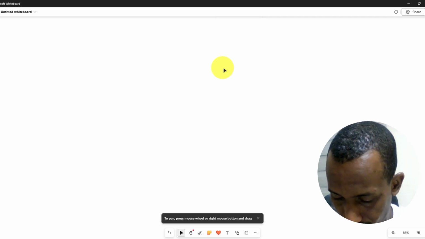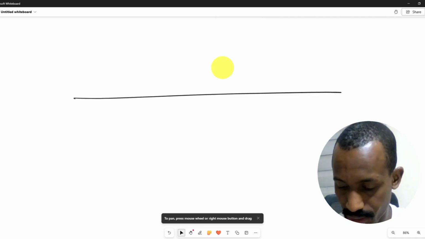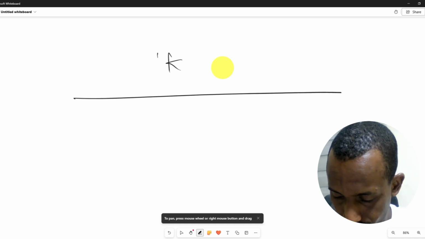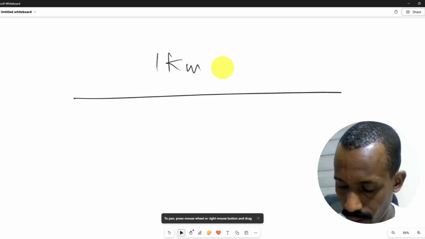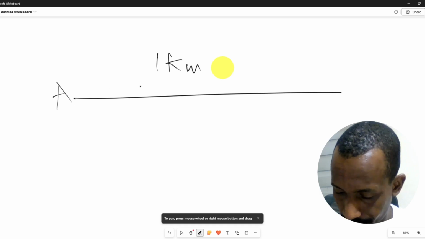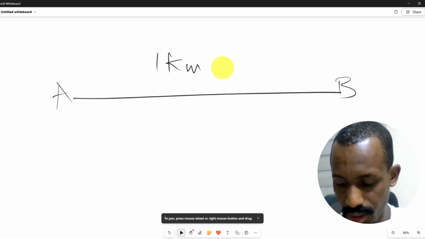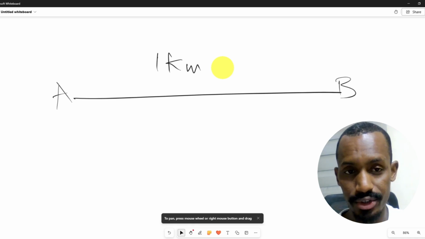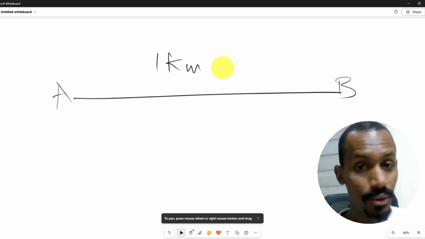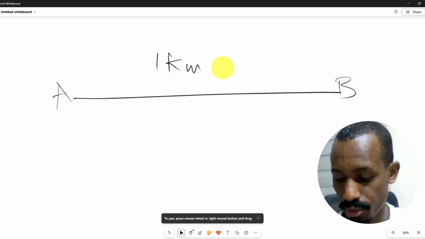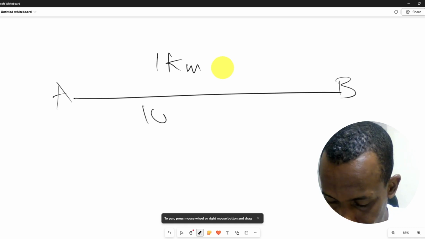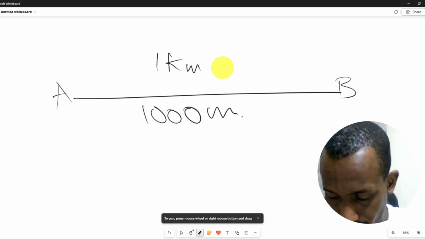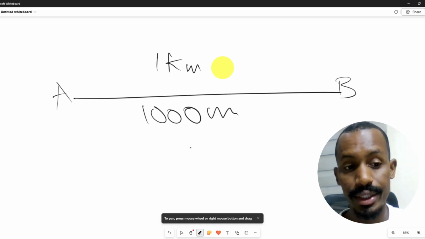Let's say this length here. Okay, if it is 1 kilometer, the same length A to B. Maybe you don't want to mention it in kilometers. Maybe you have other units that you'd like to use. If you want to mention it in meters, what do you say? You say it's 1,000 meters, because 1,000 meters makes 1 kilometer.